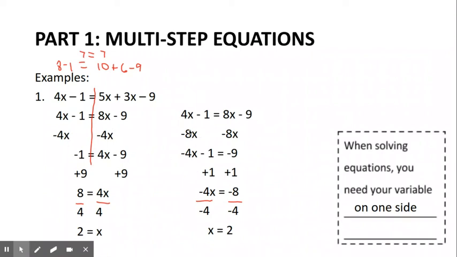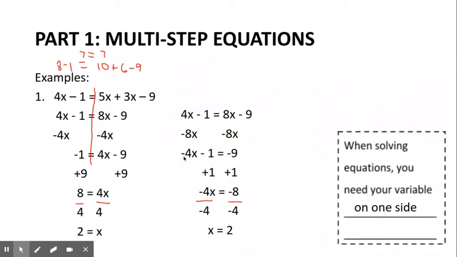Which is why you can choose how you want to do this. My personal preference, I went for the 4x just because I know if I were to subtract 4x, it would leave me with a positive number. Whereas if you subtract 8x, it gives you a negative number. You get negative 4x. And I personally think, similar to a lot of you, like positive numbers and not negative numbers.